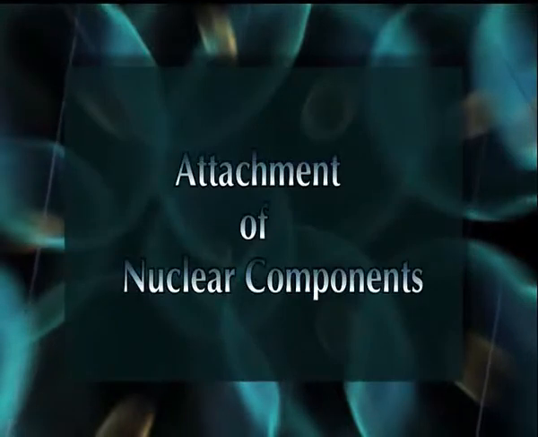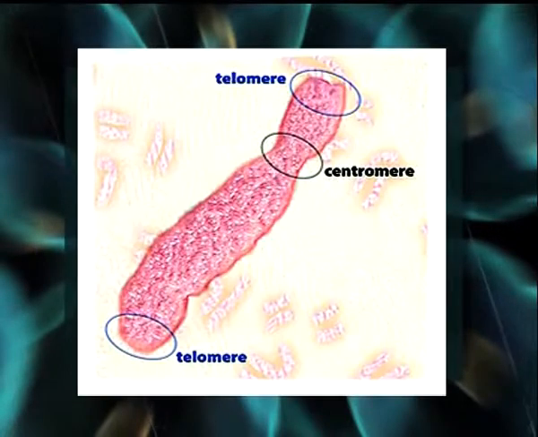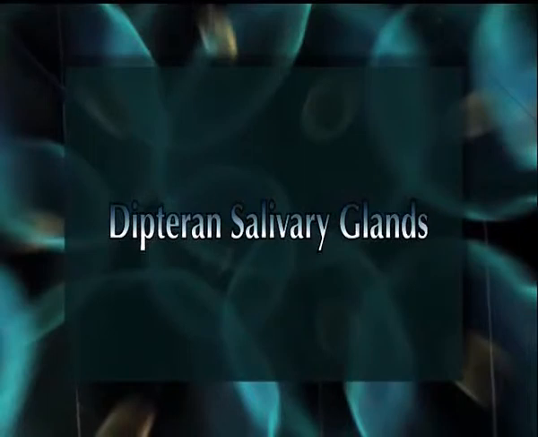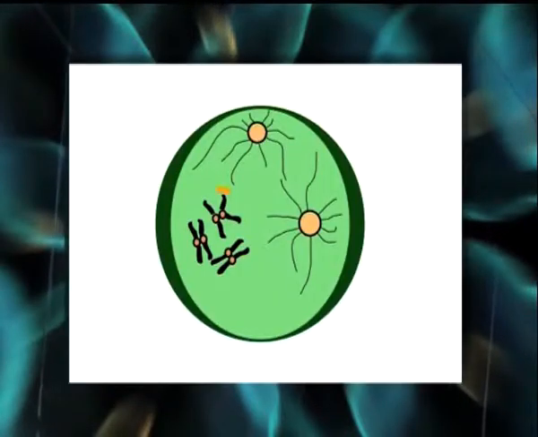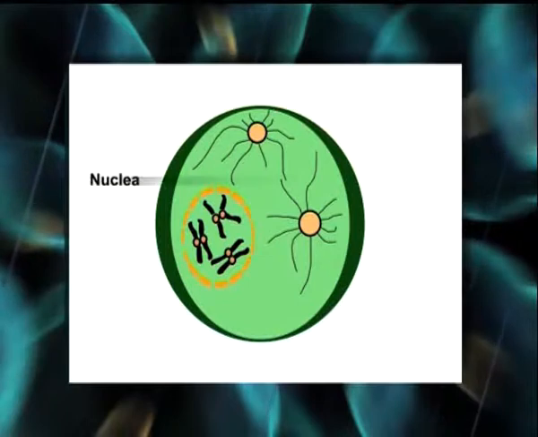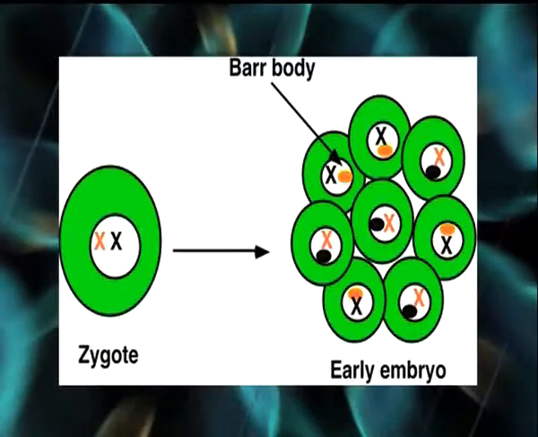Number 2, attachment of nuclear components. The chromosomes may show both centromeric and telomeric attachment to the nuclear envelope. The giant chromosomes of dipteran salivary glands terminate at both ends on the nuclear envelope. The attachment of chromosomes may assist condensation and separation during cell division. The Barr body is also firmly attached to the nuclear membrane.